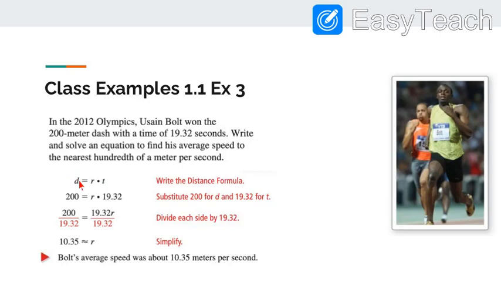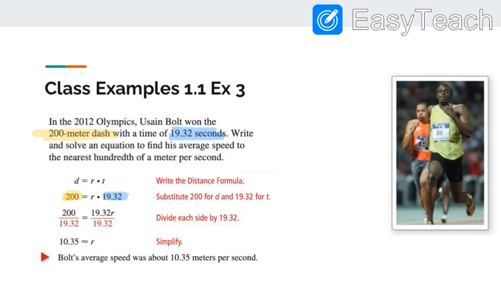So how far you go is how fast you're going times the time it takes you to get there. Well, using what we know here, and I'm actually going to switch this to highlighter. Well, we know that the distance of 200 comes from because it was a 200-meter dash. We also know that his time was 19.32 seconds. That's how we filled in both of those values.